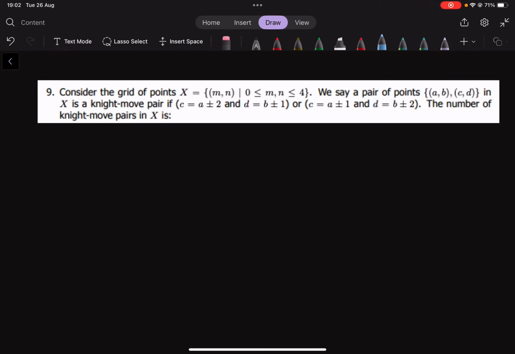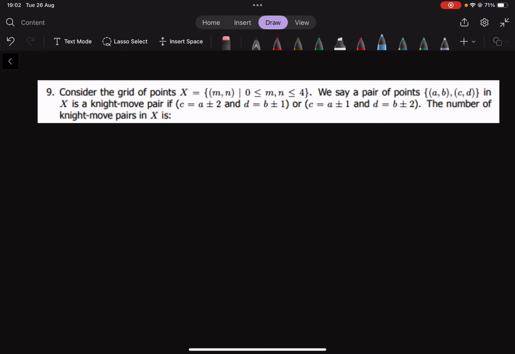In this video, I'll be solving the 9th problem of IOQM 2024. We were asked to consider the grid of points X, and we say a pair of points is a knight move pair if C is equal to A plus or minus 2 and D is equal to B plus or minus 1, or C is equal to A plus or minus 1 and D is equal to B plus or minus 2. And we need to find the number of knight move pairs in X.